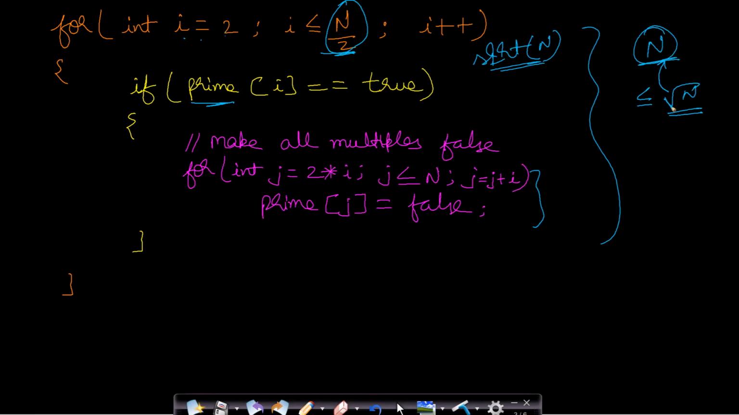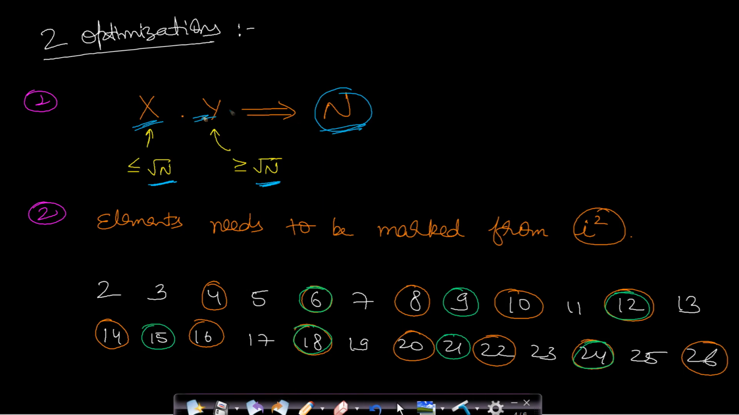And if we check till square root of n and there is no factor of n, then we can say by guarantee that this n is a prime number. So this is an optimization for this loop. It will be till square root of n. I hope you understood the first optimization.